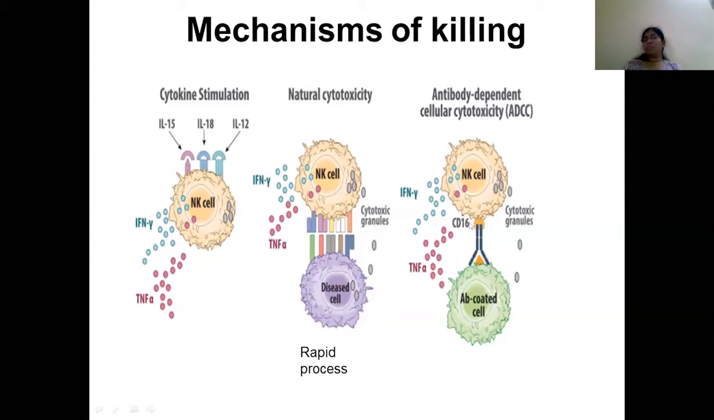One another way by which NK cell kills is, as I told you, CD16 is one of the markers on NK cell, an important receptor which is present on NK cell. CD16 binds to the immunoglobulins which have coated the disease cells. So any antibody coated cell, which has immunoglobulin molecule on it, binds to CD16 receptors, otherwise also known as FC receptor. It causes activation of NK cell. It releases cytotoxic granules, interferon gamma, TNF alpha, and ultimately kills the antibody coated cell. So this is antibody dependent cellular cytotoxicity.